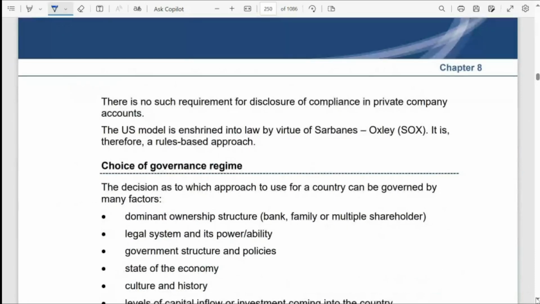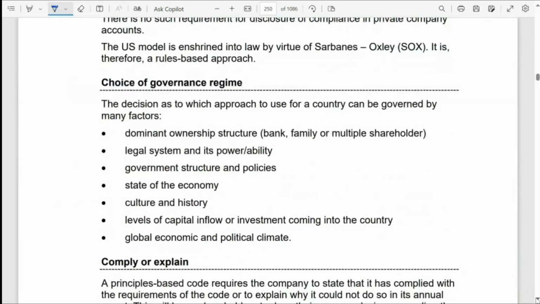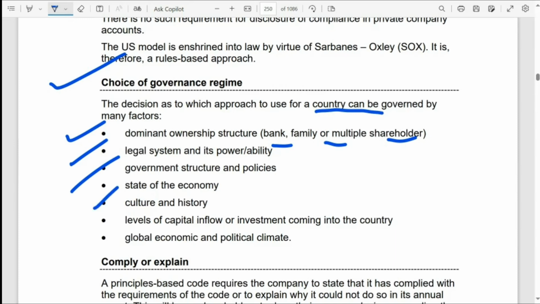So choice of governance regime. What are the choices there? The decision of which approach to use in a country can be governed by factors: dominant ownership structure like a bank, family, or multiple shareholders, legal system and power of ability, government structure and policies, state of the economy, culture and history, levels of capital inflows. Comply or explain.